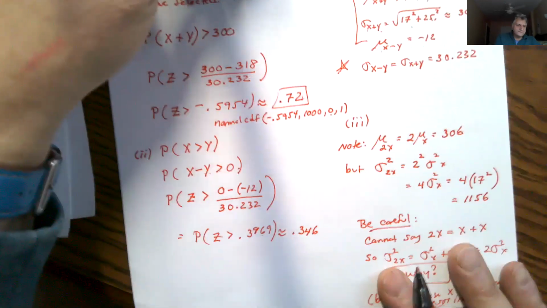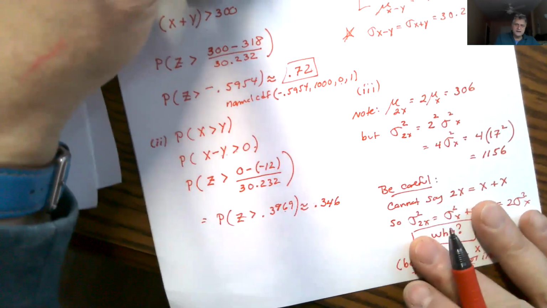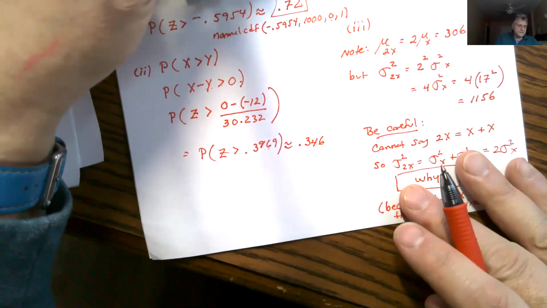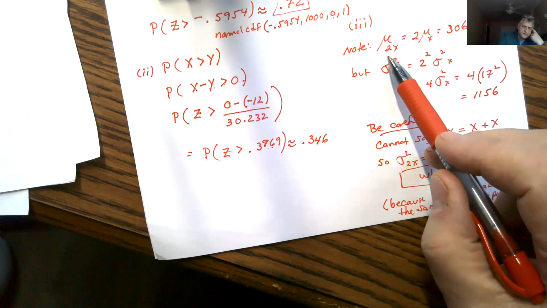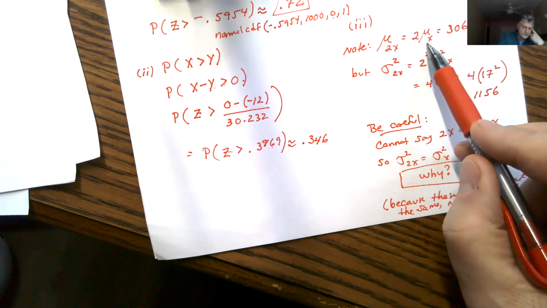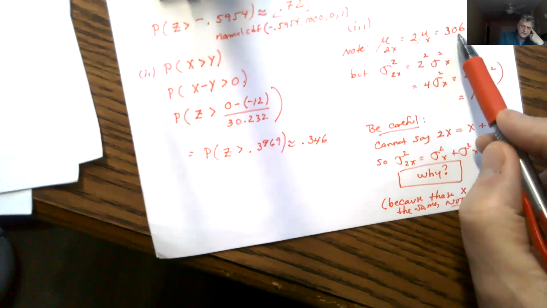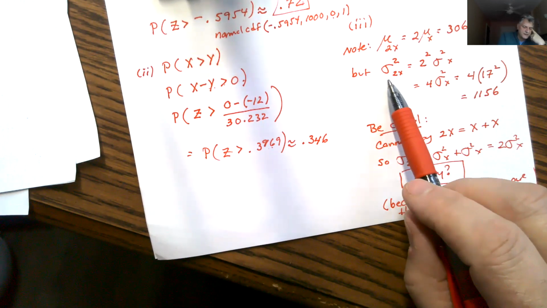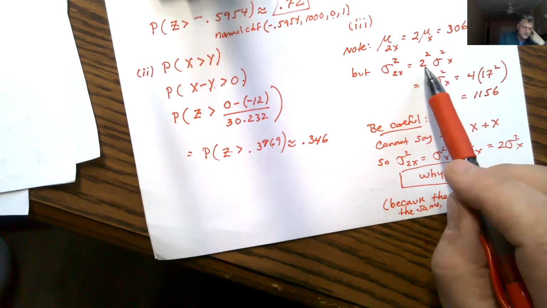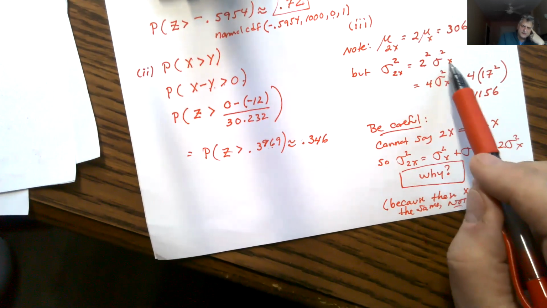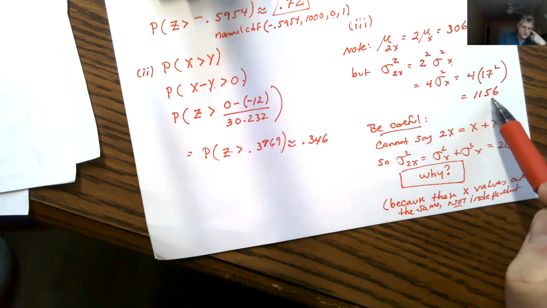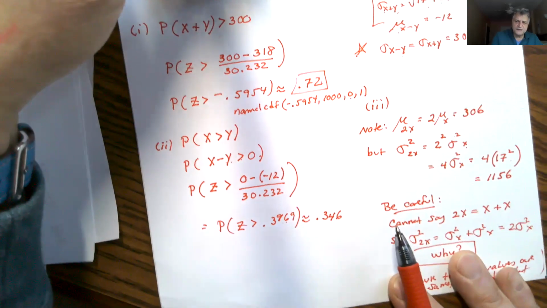Okay, next one. Now you have to be careful of this. If I say what's mu of 2x, okay, that's just 2 times mu of x, right, which is 306. If I had the variance of 2x from the formula we had before, that's 2 squared times the variance for x, which is 4 times 17 squared, which is 1156.